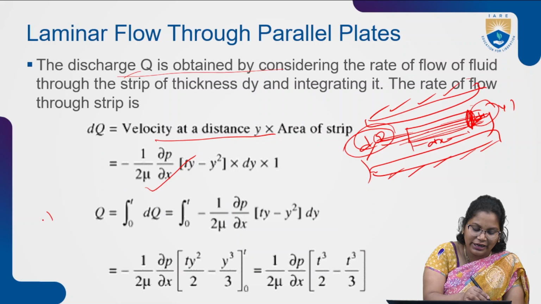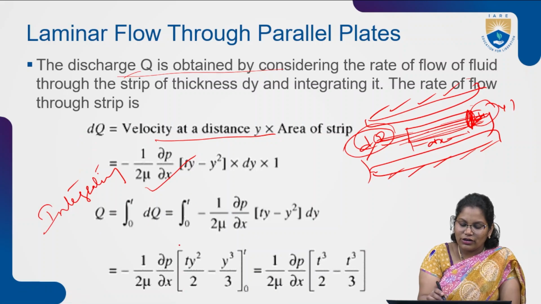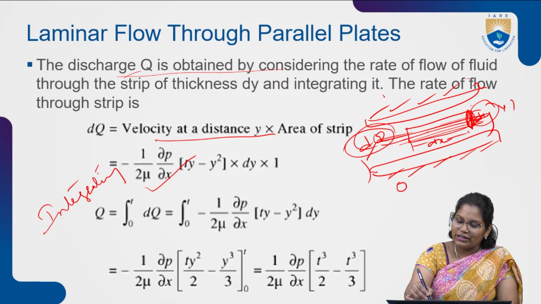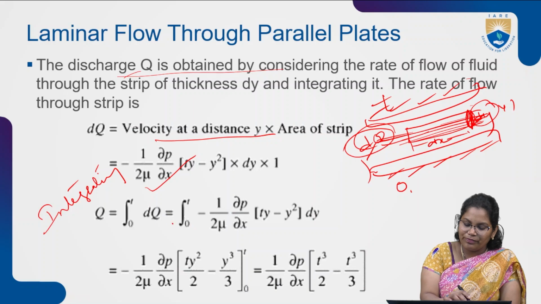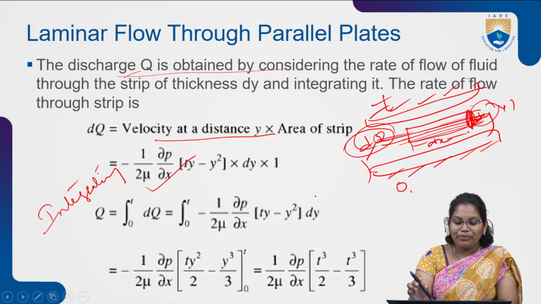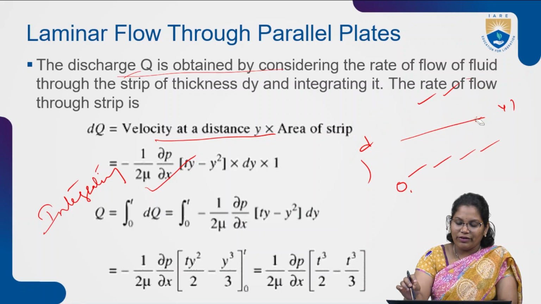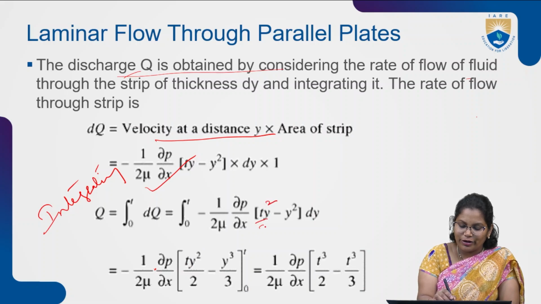So to find the total, again I am integrating here. Integrating, Q is equal to the integral with limits from 0 to t, minus 1 by 2 mu dou p by dou x, into ty minus y square, into dy. Right? So here minus 1 by 2 mu dou p by dou x, ty square by 2, and this becomes y cube by 3.